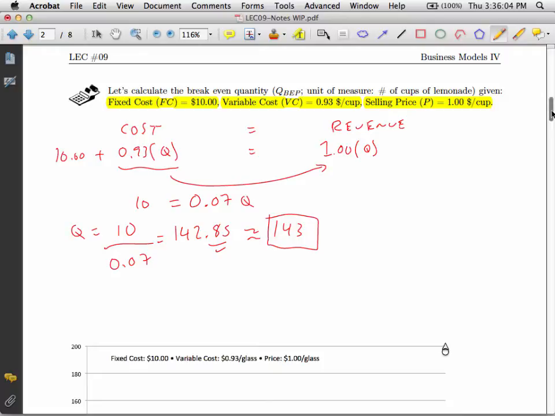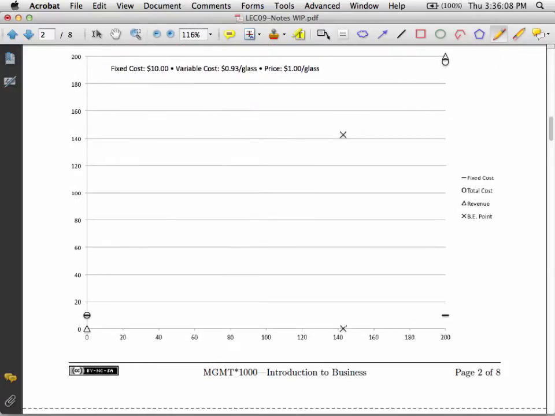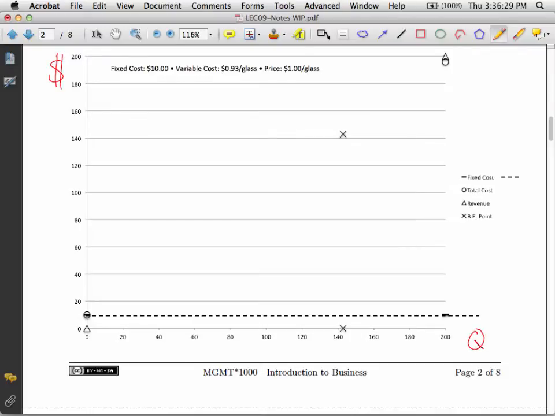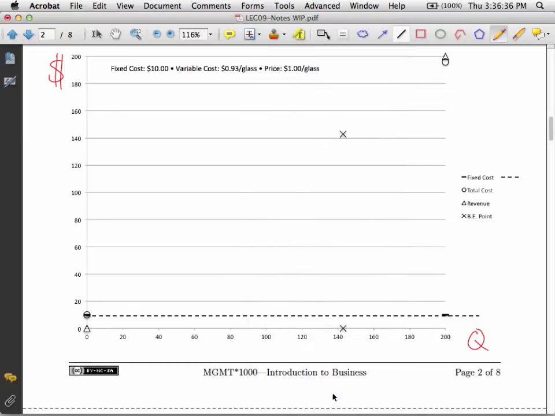And we can show that graphically down here. Again, we have all our same bits. So we have our fixed cost. For the fixed cost, I'm just going to use a dashed line like this. Fixed costs are $10. It's going to be $10 all the way across. And you can see I put little hash marks on this chart so it's easy to follow. One thing I didn't do is include labels. So we have dollars up here and quantity down here.